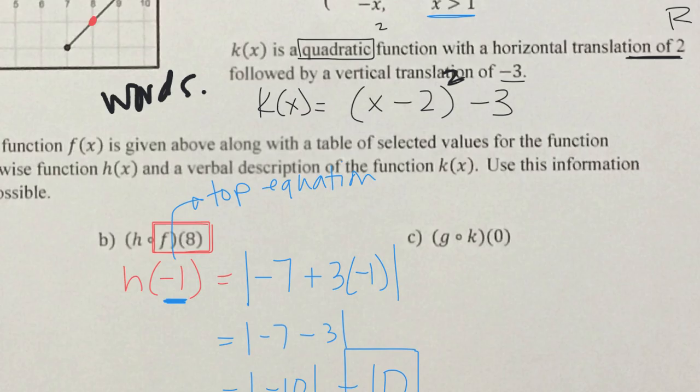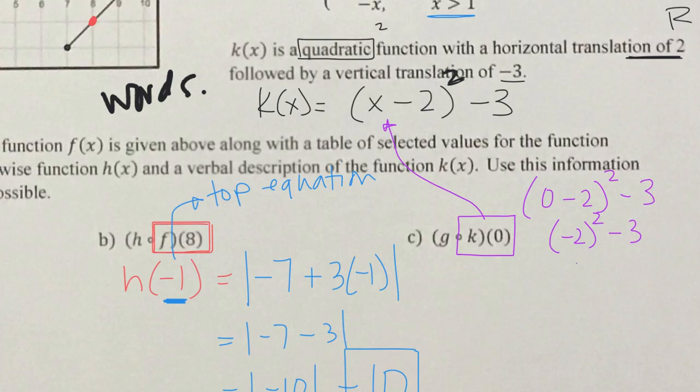Okay, part C, doing some more. What is k of 0? So k of x means we're plugging in 0 for x right here. 0 minus 2 squared minus 3. So 0 minus 2, that's -2. -2 squared is +4. 4 minus 3 is 1. So we're really looking for what is g of 1.